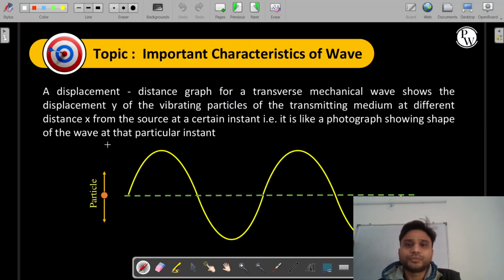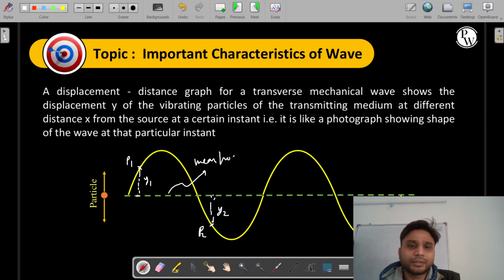So for a transverse mechanical wave, basically, the vibrating particles are at different distances. This means that if a particle is somewhere here, P1, it is at a distance some y1 from the mean position of the vibration, and there is some other particle P2 which is at some y2 displacement from the mean position of the particle.